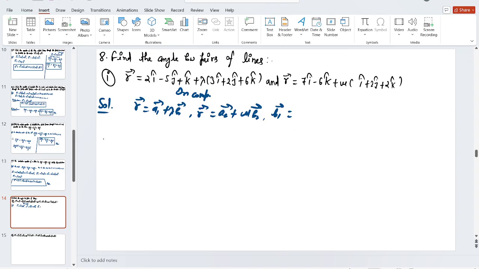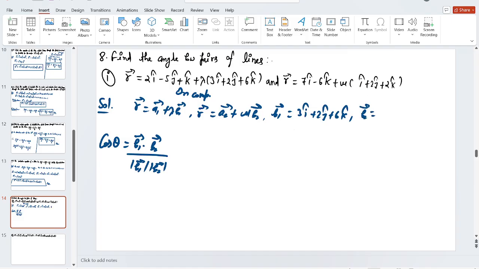So cos theta is equal to vector b1 dot vector b2 upon modulus of vector b1 times modulus of vector b2. Okay, so simplify. Vector b1 is 3i cap plus 2j cap plus 6k cap. And vector b2 is the coefficient of mu in this expression, so vector b2 equals i cap plus 2j cap plus 2k cap.